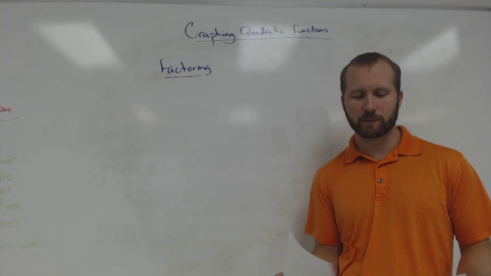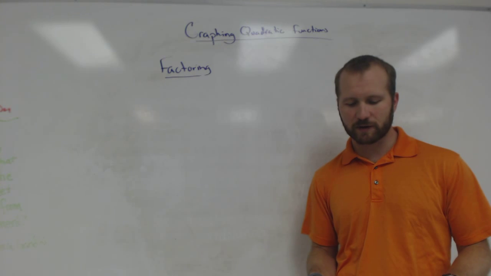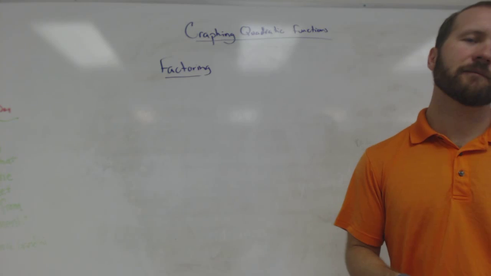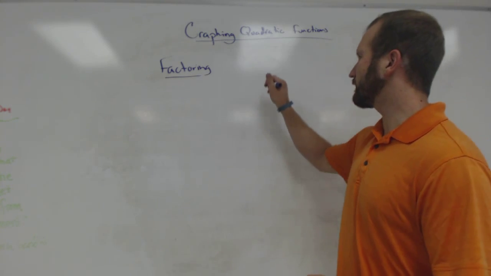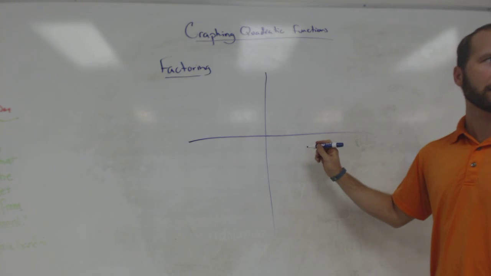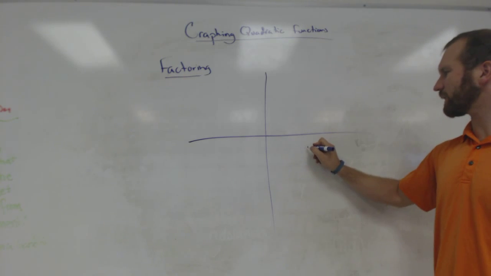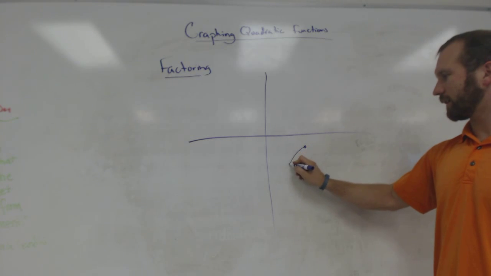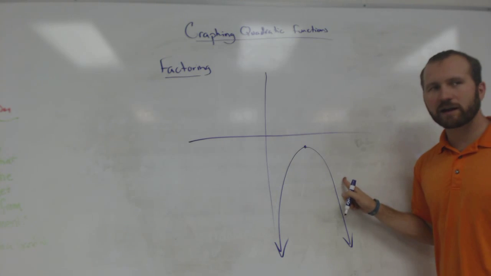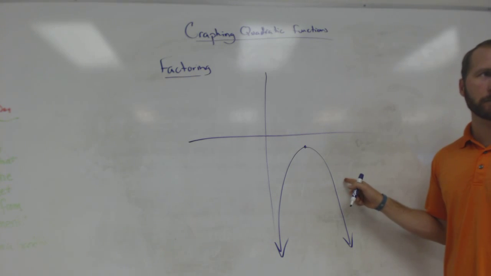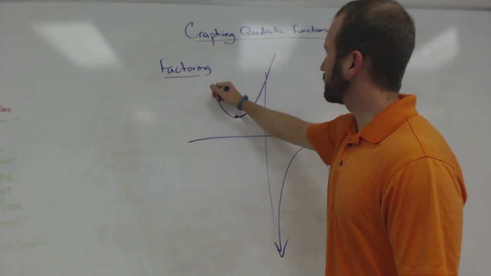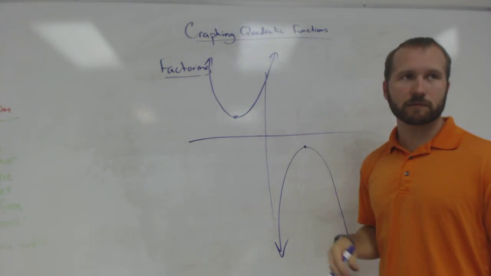Can anyone picture a parabola with no x-intercepts? It can't be sideways. If our vertex is below the x-axis and the parabola goes down, would this parabola have any x-intercepts? No. What about this parabola? No. All right. Nada.